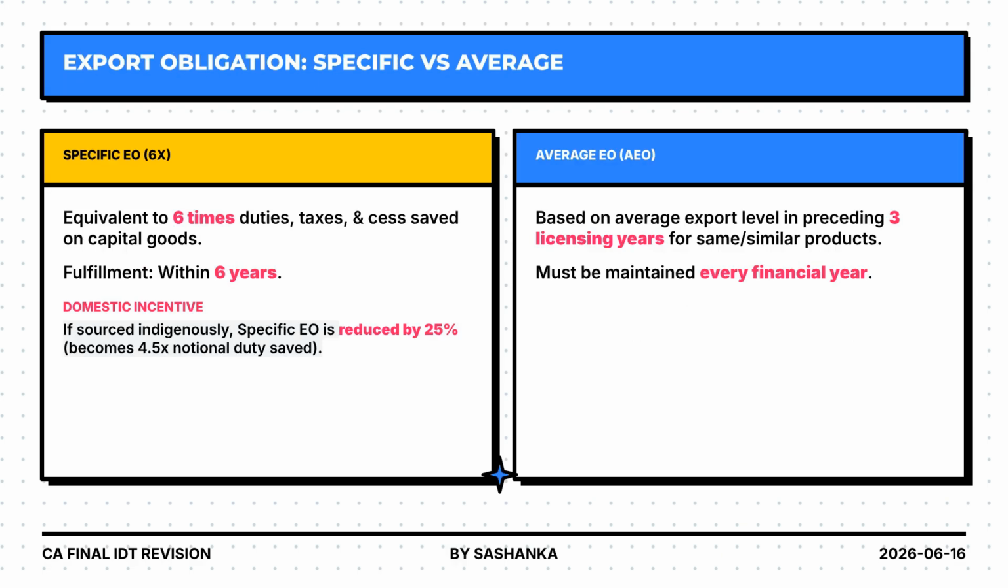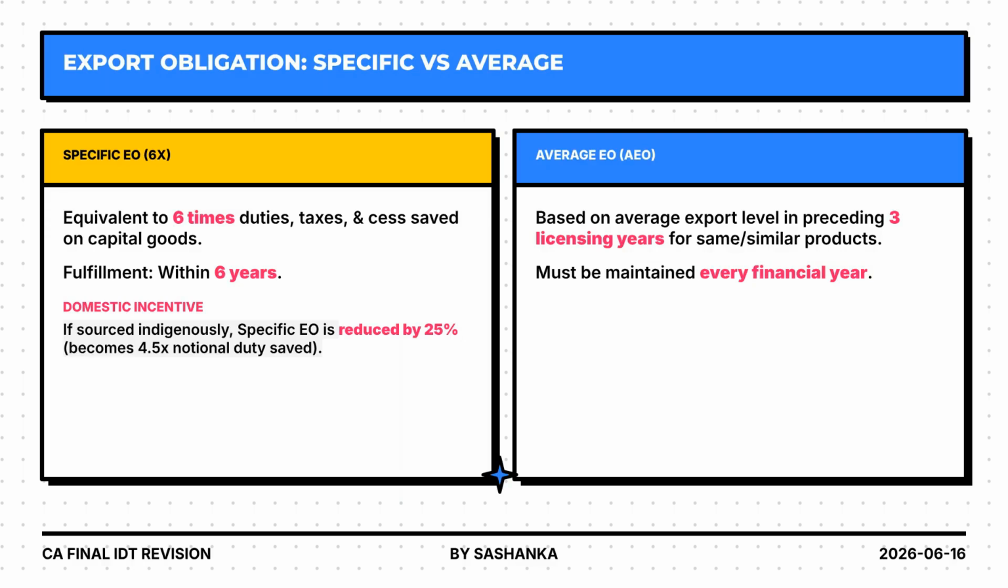The heart of the EPCG scheme lies in understanding export obligations. Specific export obligation generally equals 6 times the duties, taxes, and cess saved on imported capital goods and must be fulfilled within 6 years.